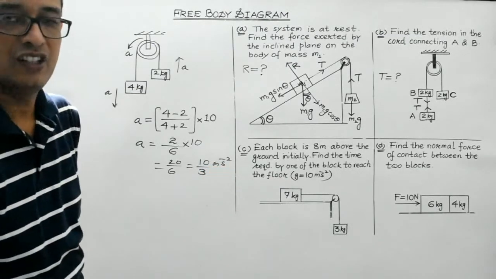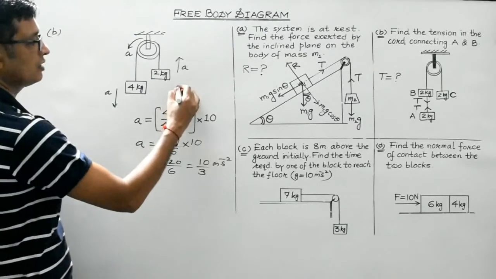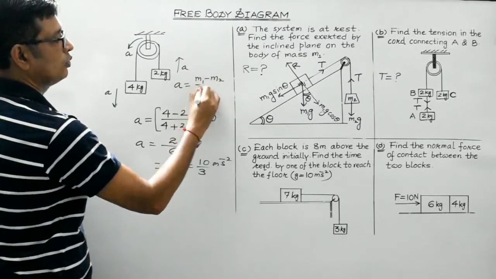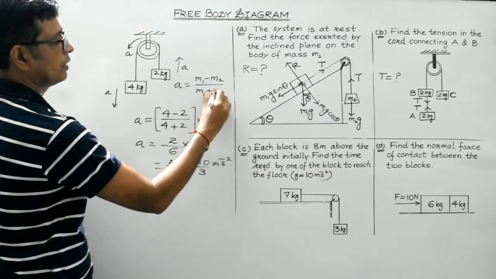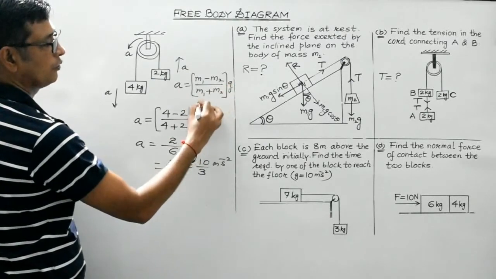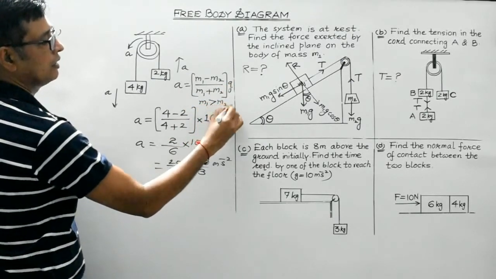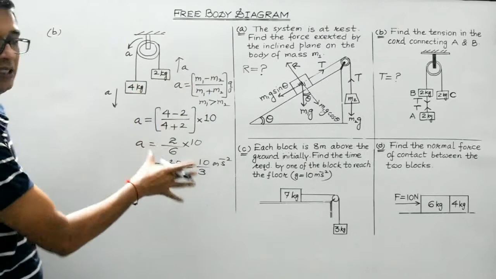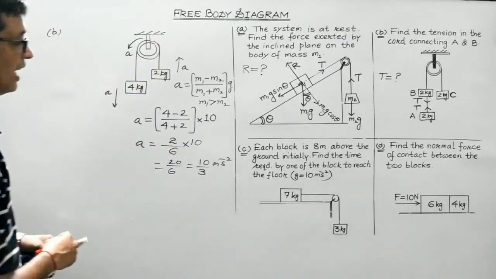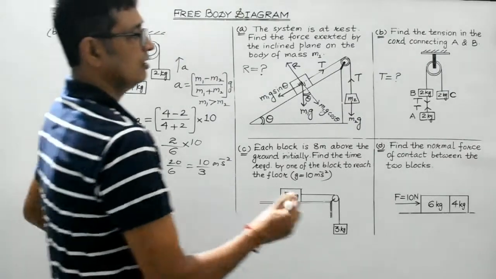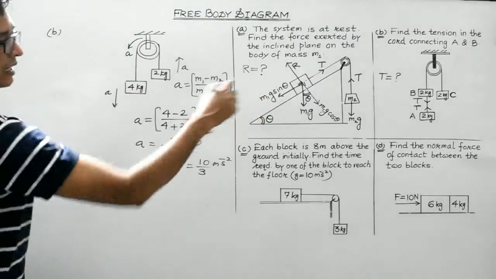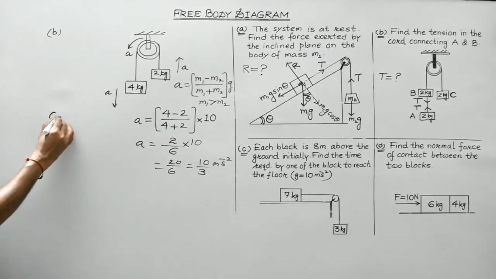This is the acceleration. Which formula I made use of is a equals m1 minus m2 divided by m1 plus m2 into g. And here obviously m1 must be greater than m2. So this formula can be directly made use of here. Right? Now students, we obtained the acceleration. Now consider the free body diagram of body A.